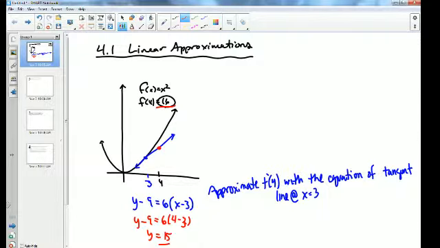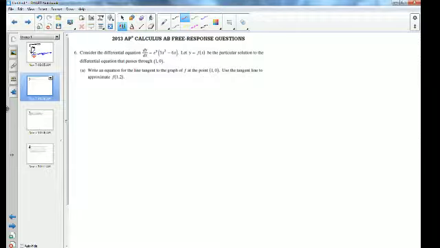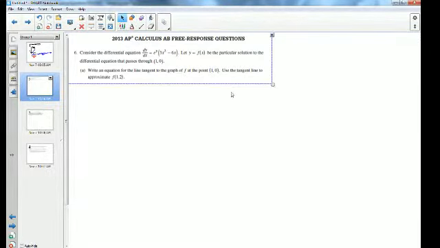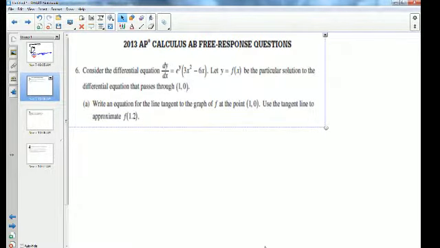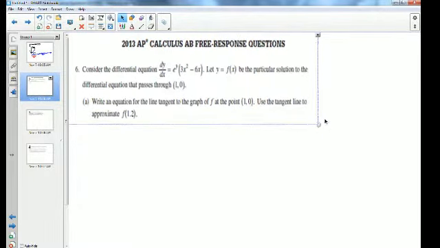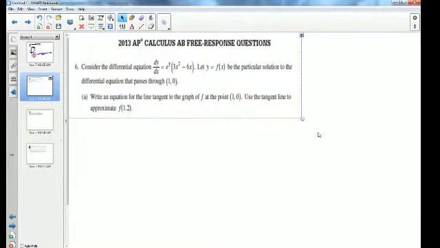Okay, so this is the big idea. Because you can calculate derivatives and tangent line equations, right? I hope. Okay, here's an AP problem from 2013. It's number 6, so this would be the last question on the exam.